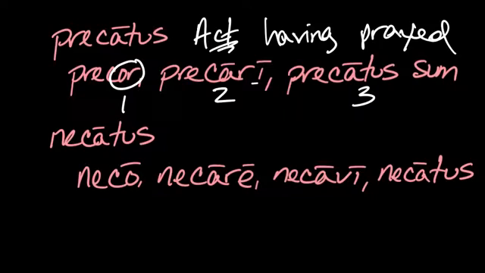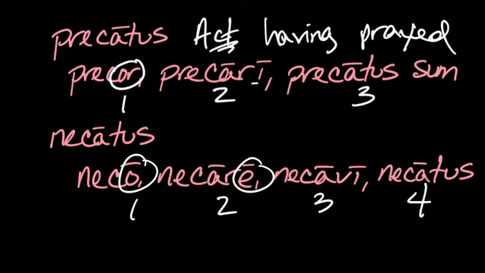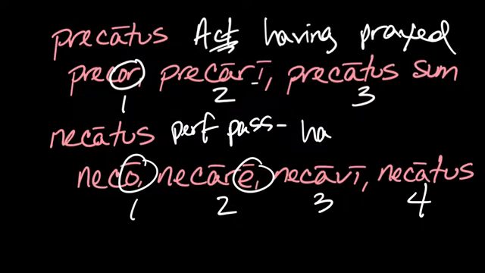Okay, and then our last example, necatus. You know that this comes from a normal verb, neco, necare, necavi, necatus. Notice it's normal. We have an O here. We have an E on the infinitive, and we have 1, 2, 3, 4 principal parts. So this looks like a boring regular verb. Neco means to kill, so this is perfect passive. Having been killed. Well, that's a good way to start the morning.